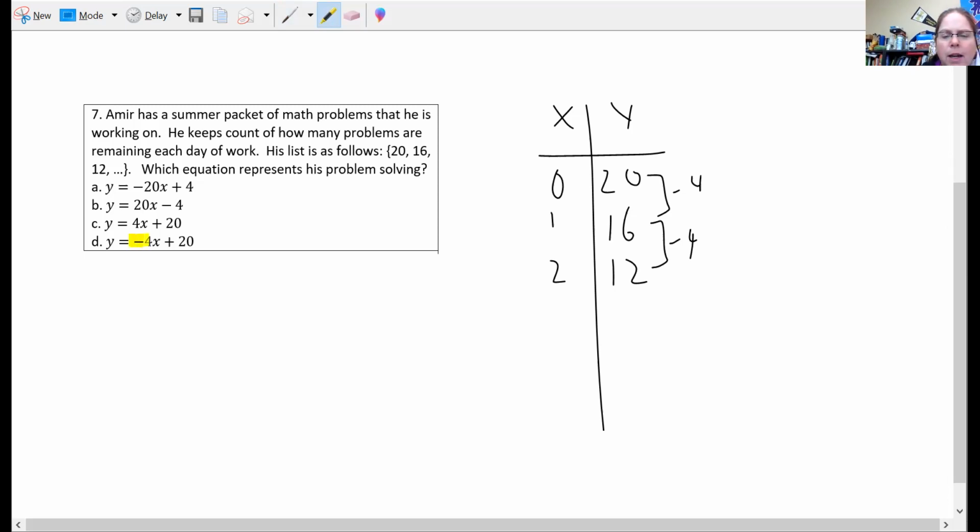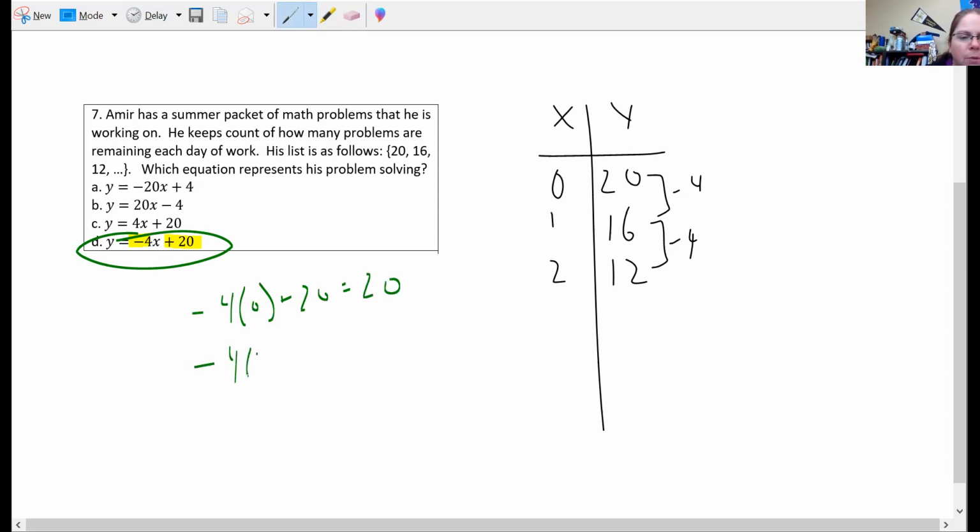There's only one of them that's got a -4, and then it's got plus 20 as the 0 term, which makes sense. That's why it would be D. And you can also check: if I do -4 times 0 plus 20, I get 20. -4 times 2, well, that's -8 plus 20, which is 12. It works. Okay. Pause this again and get the next one.